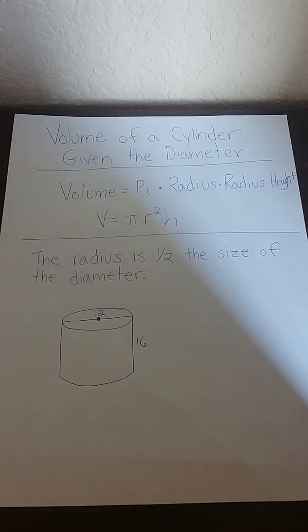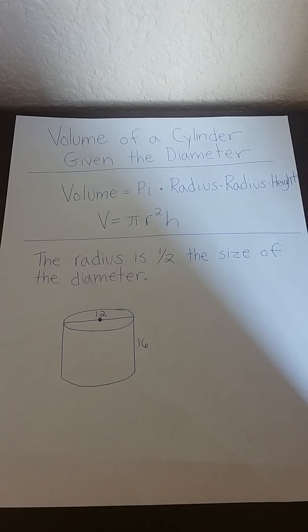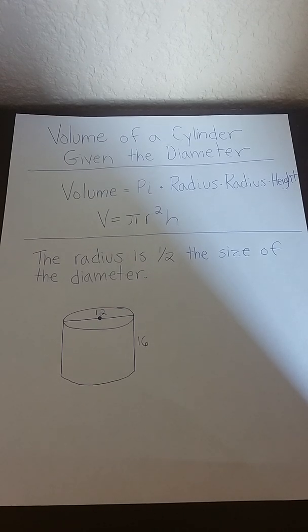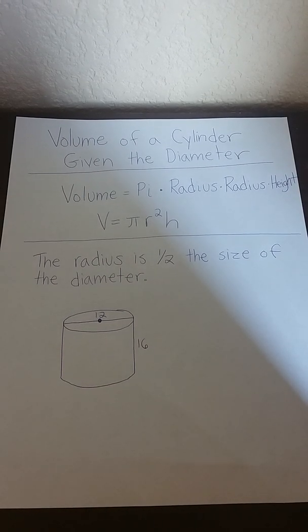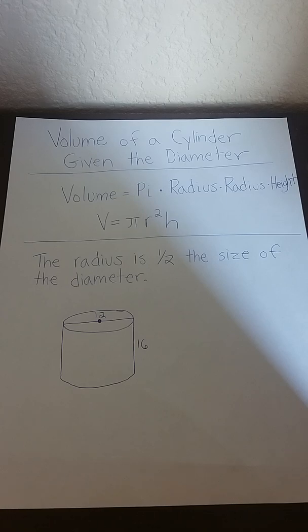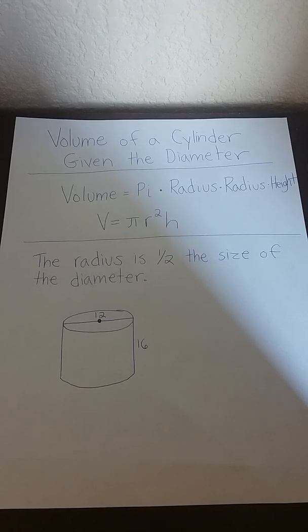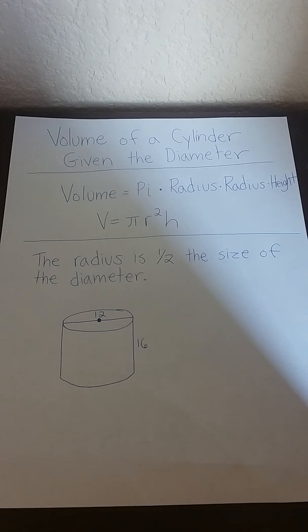Hello everyone! Today we are going to discuss finding the volume of a cylinder given the diameter. When you find a volume of a cylinder given a diameter, there's actually no special formula for diameter. You still have to use the formula that we learned yesterday, which is volume equals pi times radius squared times height, or V equals pi r squared h.